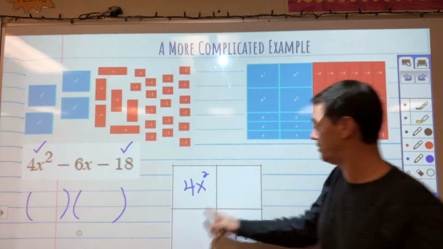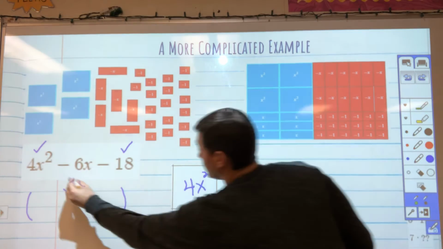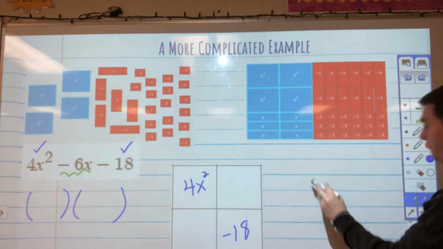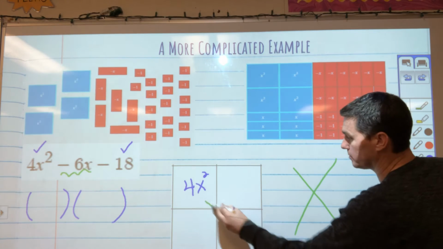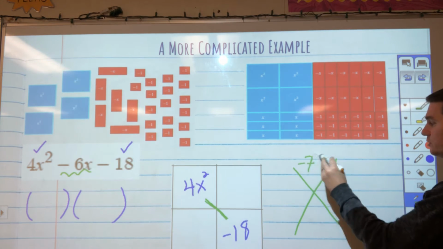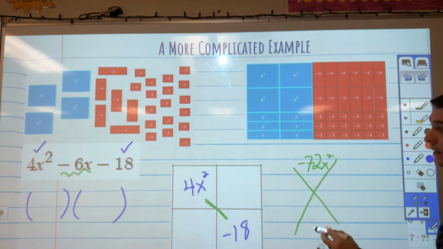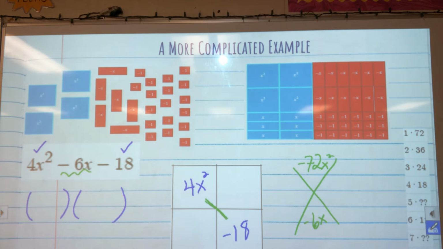Okay, well, how do I split up my 6x's? Well, I don't know how many go here and how many go here. So we use our diamond problem. If these multiply to be 4 times negative 18, that's negative 72x squared, and I only have negative 6x to work with, I've got to find 2 numbers that multiply to this but add to this. And that's a hard thing to do.